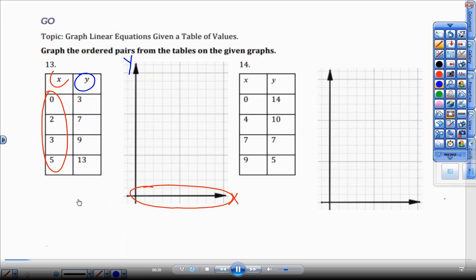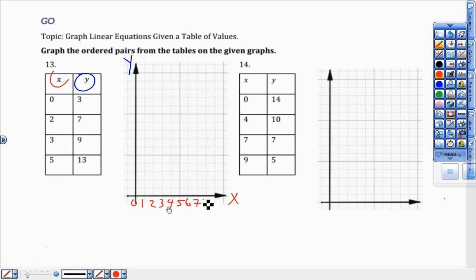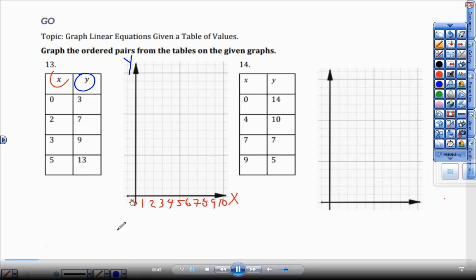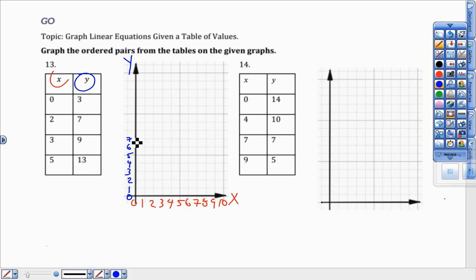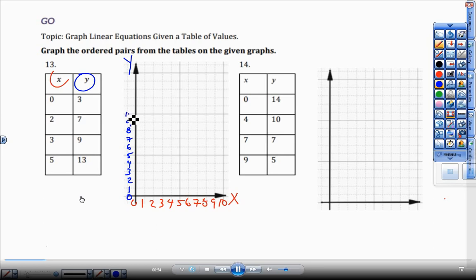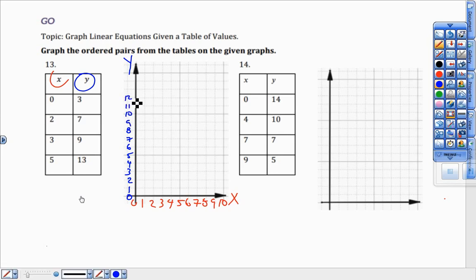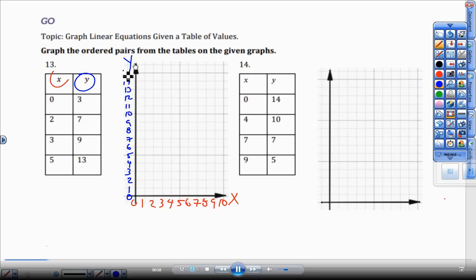Looking at this scale, I'm going to go up by ones. So starting here at the origin, 0, 1, 2, 3, 4, 5, 6, 7, 8, 9, 10. Going on the y-axis, 0 here, 1, 2, 3, 4, 5, 6, 7, 8, 9. So number my x and y axis just like this. Label them x and y.